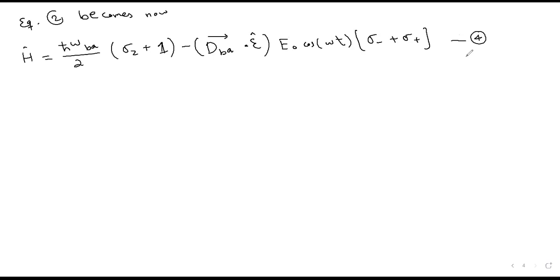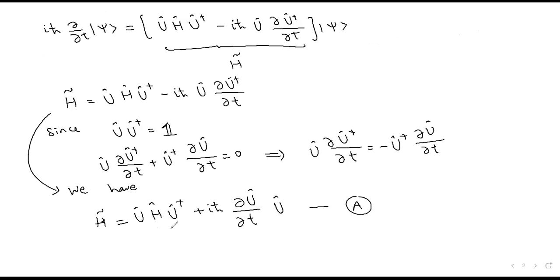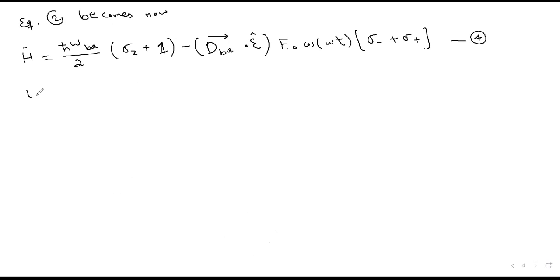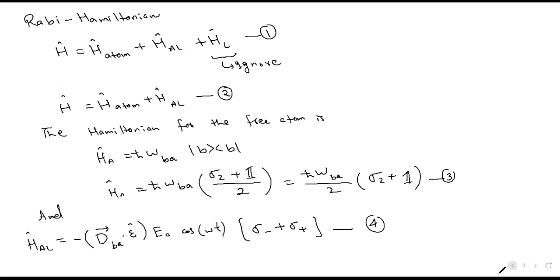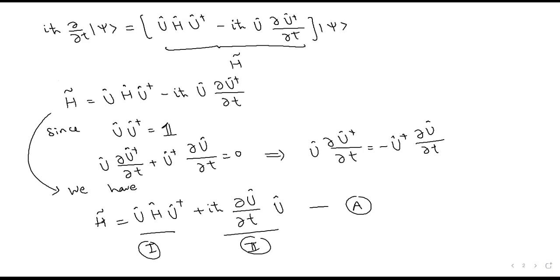So basically we have to transform this onto a rotating frame. So in general, we have to calculate this term. Let me call this term number 1 and this term number 2. So basically, we have to calculate term number 1, in equation A.